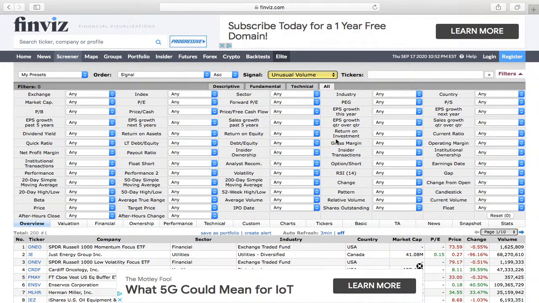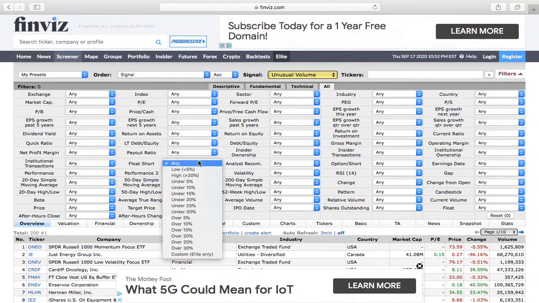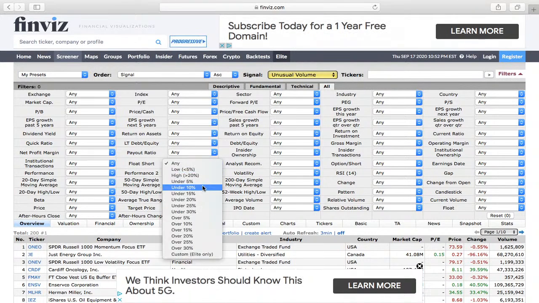Float short over 20%. You can't find float short. There it is. Float short over 20%.